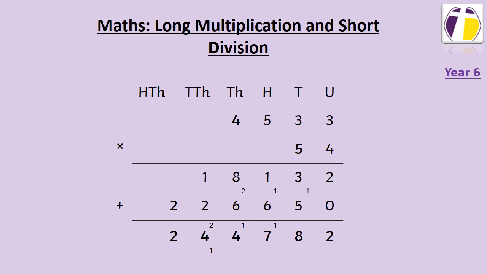You can see that when we have a number greater than 10, we exchange into the next column. We must make sure when we're multiplying by 10, we put a placeholder in our column before carrying out our next set of calculations. Once we have carried out all the multiplication, we then add our answer up to give us a total. You can see here the answer to 4,533 multiplied by 54 is 244,782.